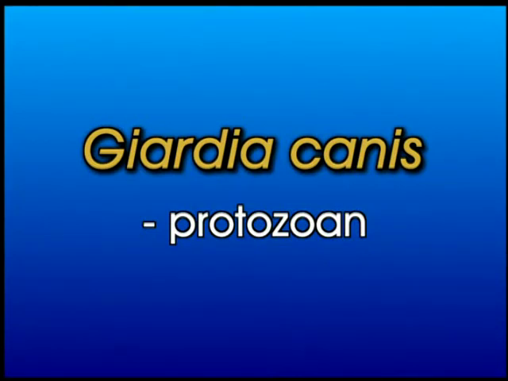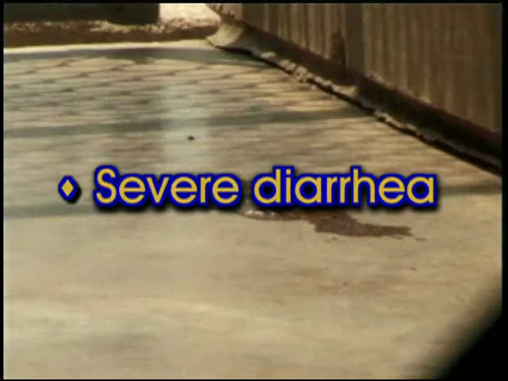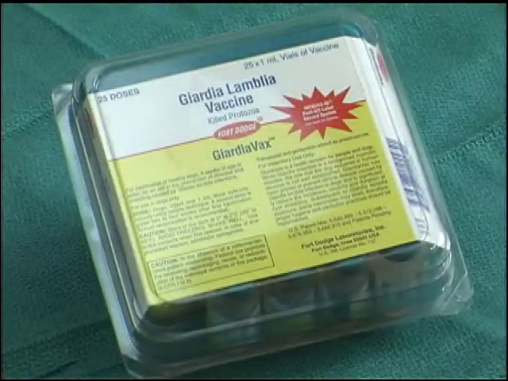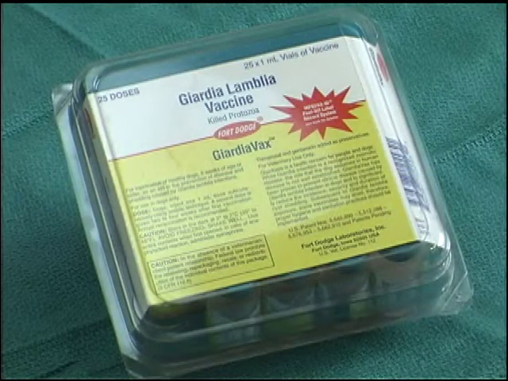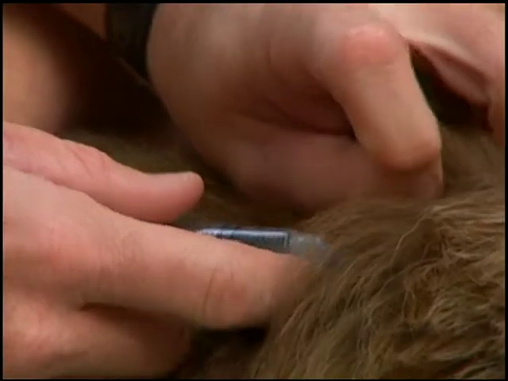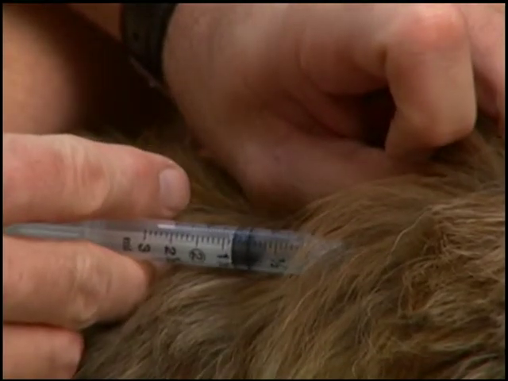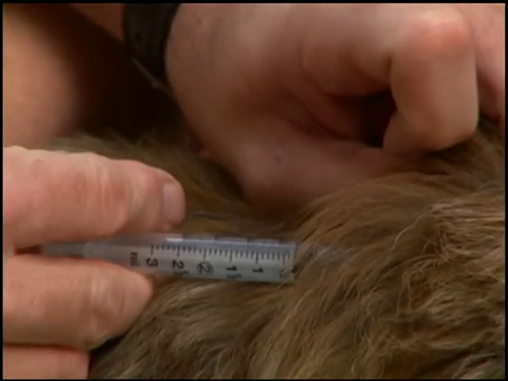Giardia canis is a protozoan parasite that can be ingested by dogs from stagnant water supplies. The most common symptom of this disease is severe diarrhea that is coupled with a rancid odor. If not treated, this disease can lead to serious debilitations. A vaccine for Giardia is available and is given as a single injection which is boosted 3 weeks following the initial vaccine. It is then reboosted annually.